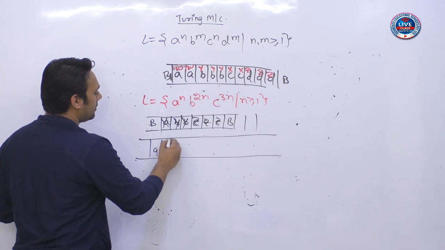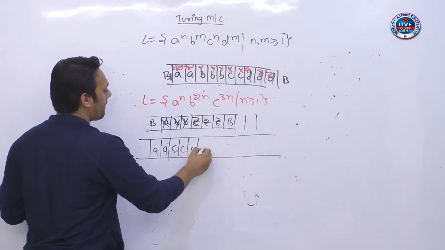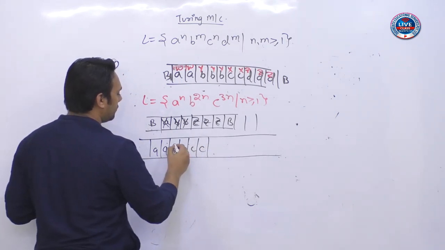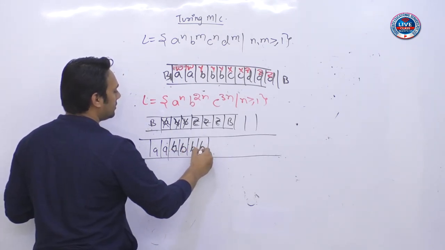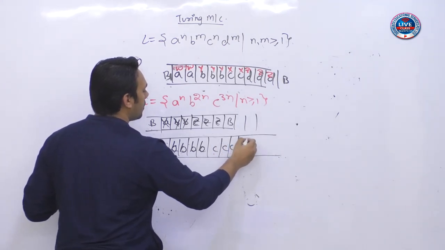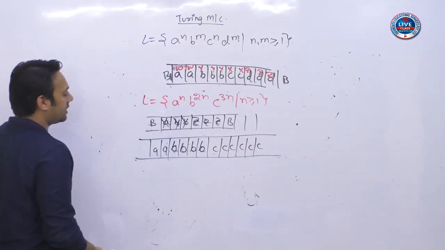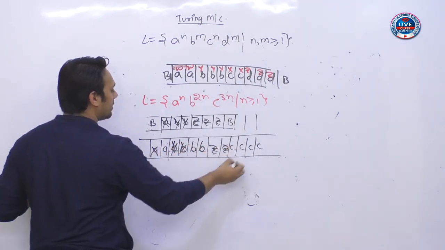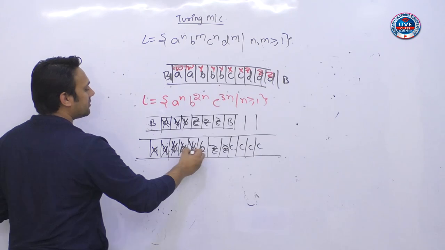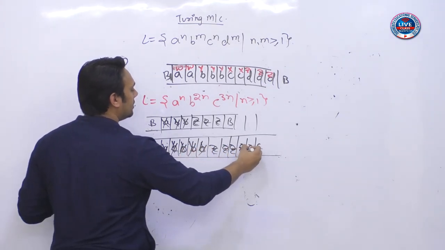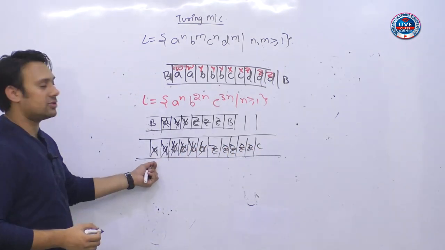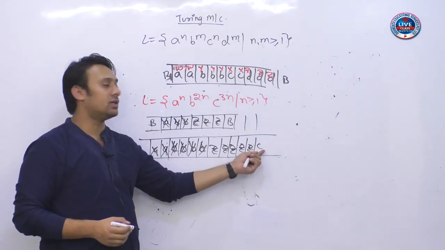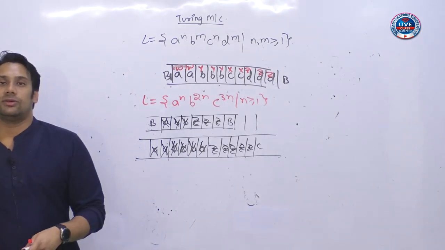If there are 2 A's, there are 4 B's and there are 6 C's. In this case what I'll do, mark A as X, mark 2 B's as Y, mark 3 C's as Z. Again come back, mark A as X, mark 2 B's as Y, mark 3 C's as Z. Again come back, if there's any A left, there's no A left. Is there any B left? There's no B left. Is there any C left? Yes, there's a C left. So that means we can say this is not acceptable.